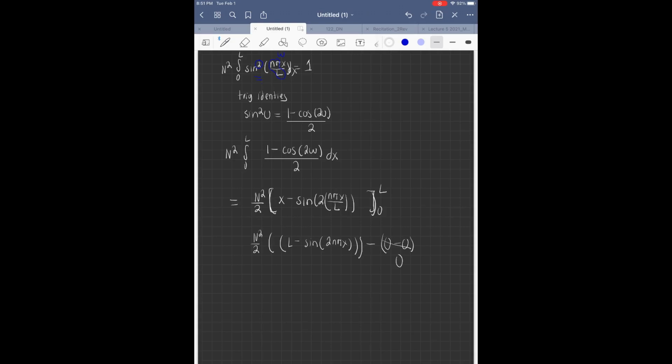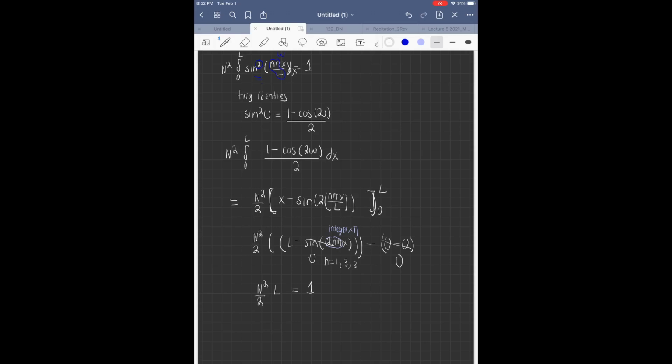We know that n can only be integers, like 1, 2, 3. So that means this whole argument here will be an integer times pi, and sine of any integer times pi is always 0. So that means this is equal to n squared over 2, and then this sine term is 0, and that's times L. And this is equal to 1.